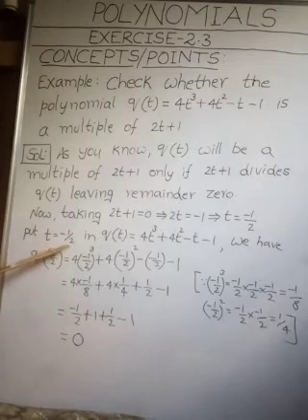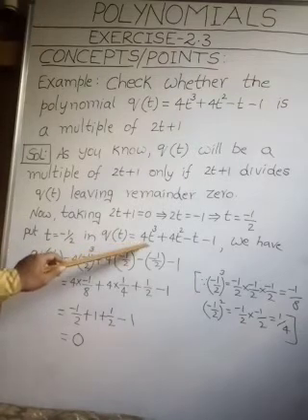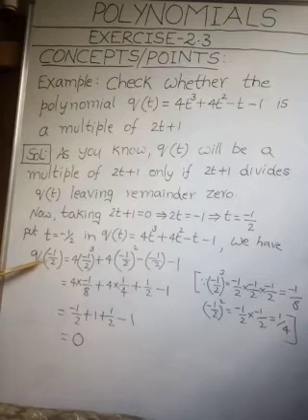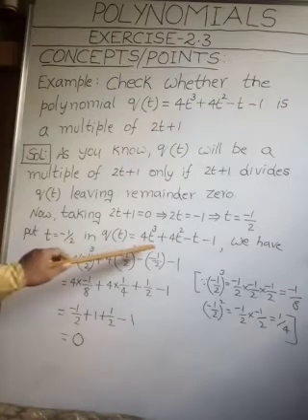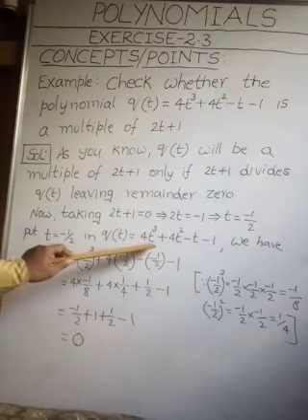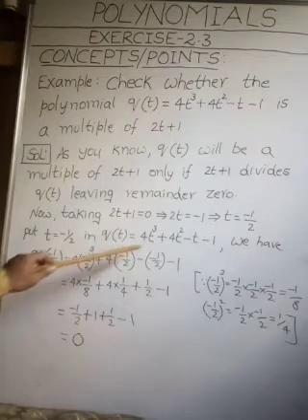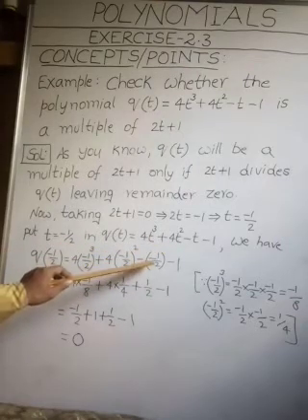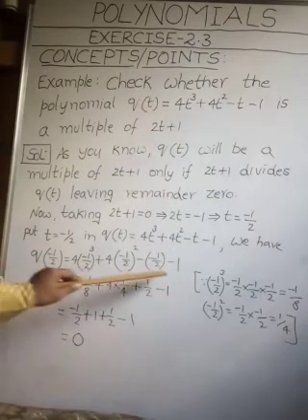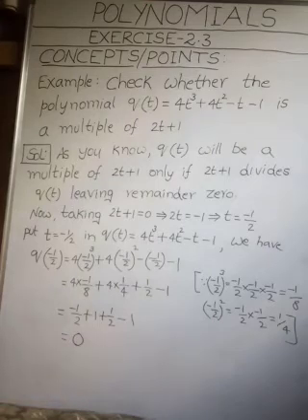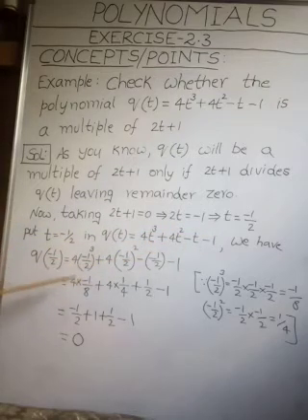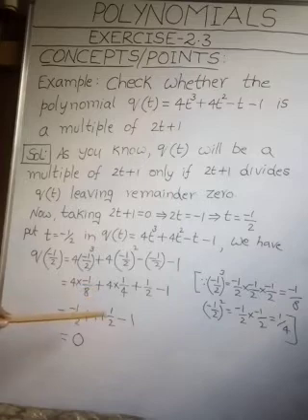So put t is equal to minus 1 by 2 in q of t is equal to 4t cube plus 4t square minus t minus 1. Then we have q of minus 1 by 2 is equal to 4 into, in this polynomial we are substituting t is equal to minus 1 by 2. So 4 into minus 1 by 2 whole cube plus 4 into minus 1 by 2 whole square minus of minus 1 by 2 minus 1. Understood this step, my dear children? We have substituted t is equal to minus 1 by 2 in the polynomial q of t. So we simplify each and every term separately.